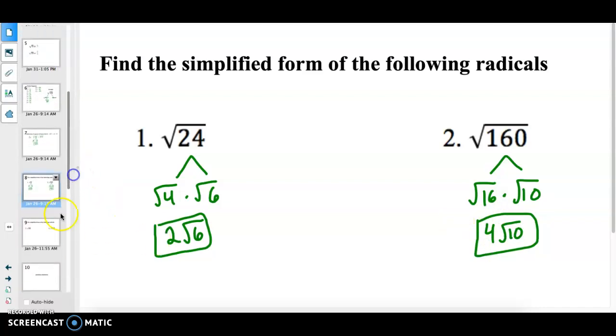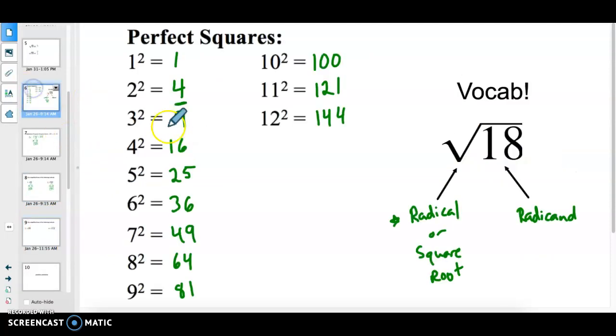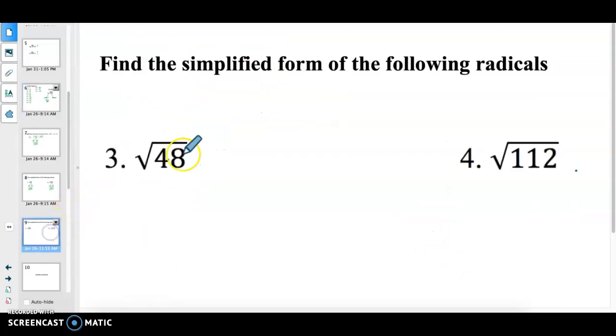Sometimes it can be a little bit trickier. So for example, 48. Maybe I didn't see right away a perfect square. So I'm looking down the list and I think 4 goes into it. So how I could start is I could say square root of 4 times 12 is 48. The square root of 4 is 2. But 12 actually has a perfect square inside of it.